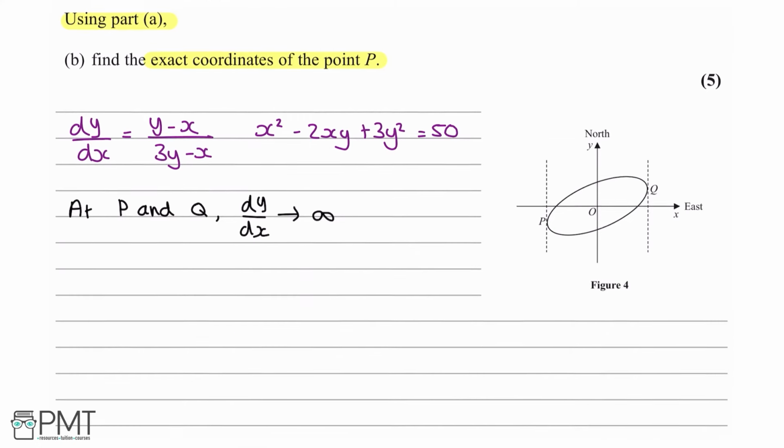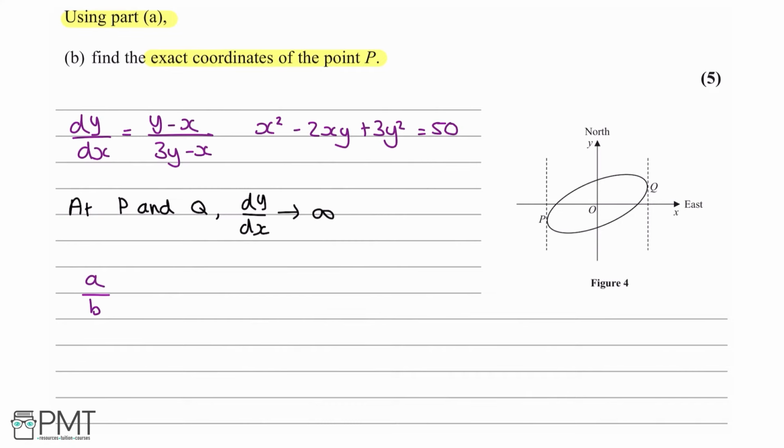As a rule, if you have a over b approaches infinity, it means that b equals 0. This is something you kind of have to see for yourself, because if you have y minus x over 3y minus x approaches infinity and you rearrange that, what you end up with is 3y minus x equals 0, because that's the only way you can have that. Anything over 0 approaches infinity, and if y minus x over 3y minus x approaches infinity, it means 3y minus x equals 0. So therefore, 3y minus x equals 0.